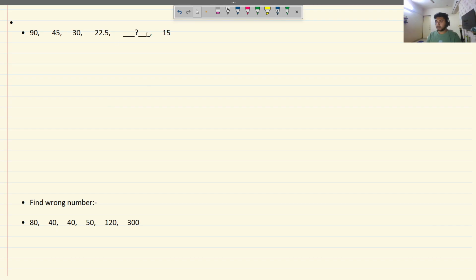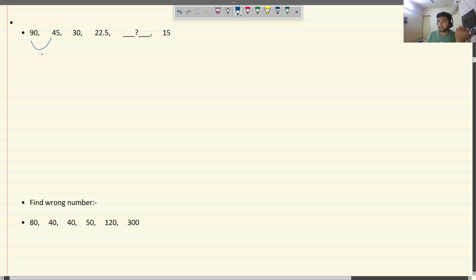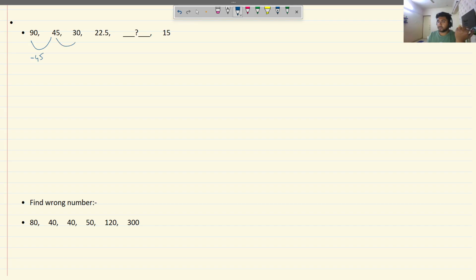You have to find the missing number. So in this case, the difference between the numbers, let's start with the consecutive difference. So the difference is minus 45, minus 15, minus 7.5.